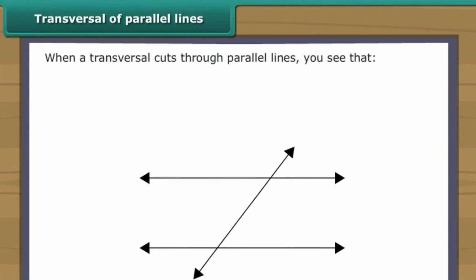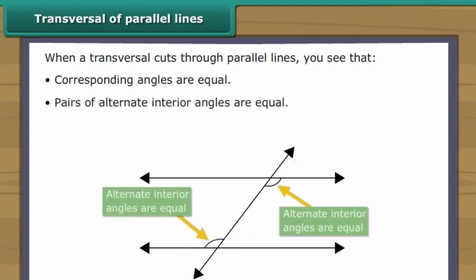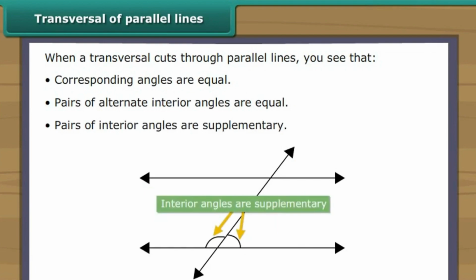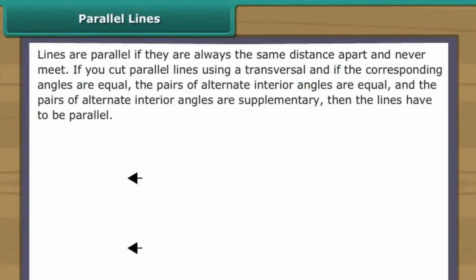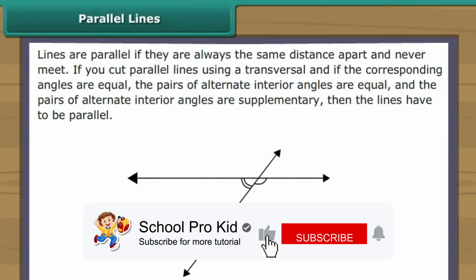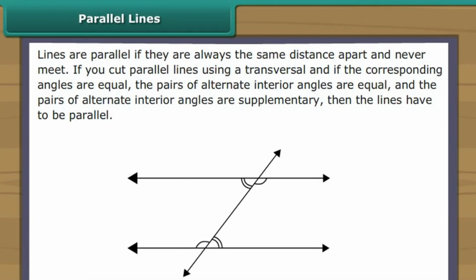Transversal of parallel lines. When a transversal cuts through parallel lines, you will see that corresponding angles are equal. Pairs of alternate interior angles are equal. Pairs of interior angles are supplementary. Parallel lines. Lines are parallel if they are always the same distance apart and never meet. You can also check if lines are parallel by cutting the lines using a transversal. If the corresponding angles are equal, the pairs of alternate interior angles are equal and the pairs of interior angles are supplementary, then the lines have to be parallel.